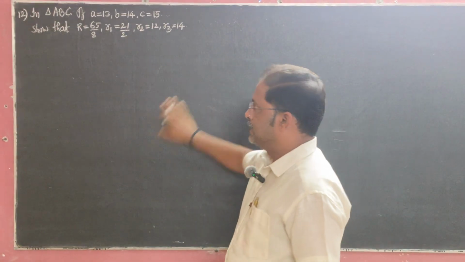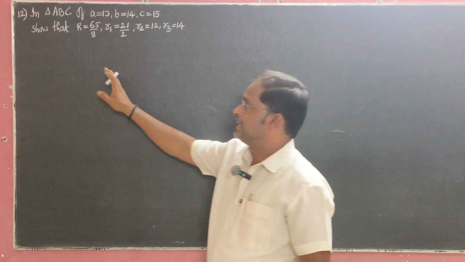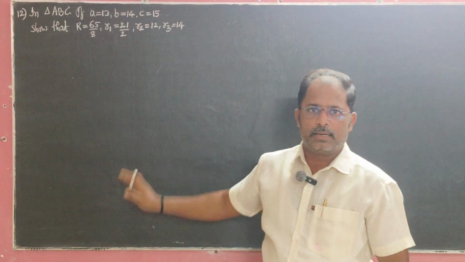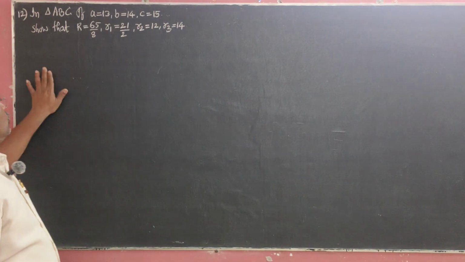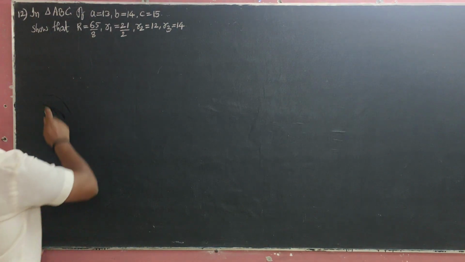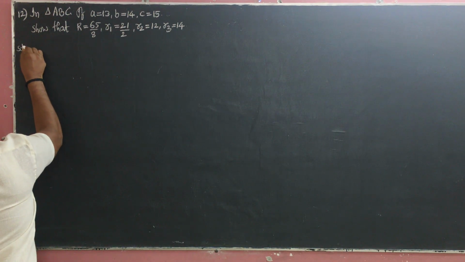Today's class is intermediate first year Mathematics A paper, trigonometry long answer questions. 11 questions are already completed. Now this one is the 12th question. So the question is in triangle ABC.